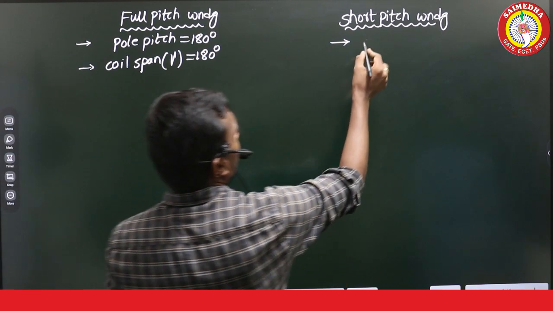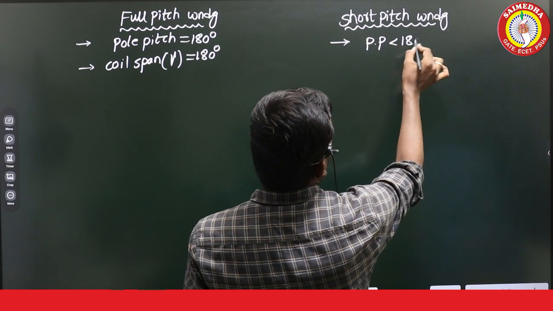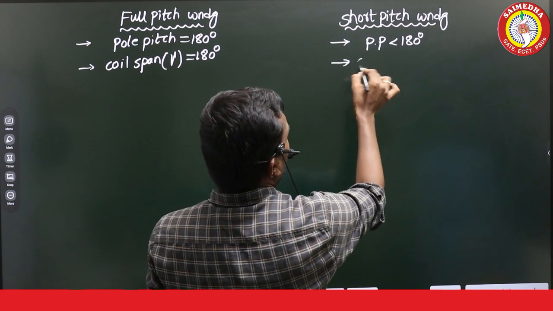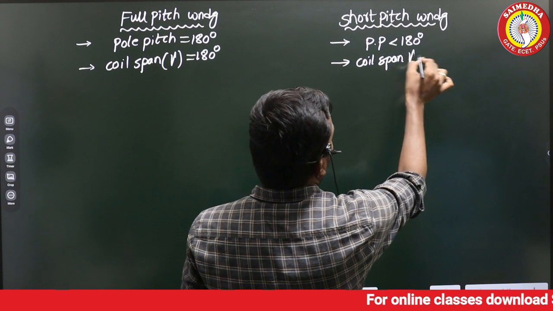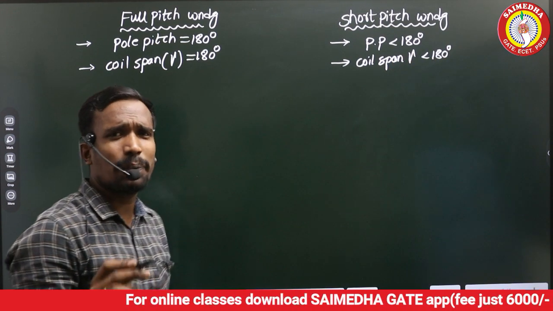Then what is short pitch winding? The winding in which the pole pitch is less than 180 degrees. The coil in which the coil span, which is denoted with gamma, is less than 180 degrees is called short pitch winding.